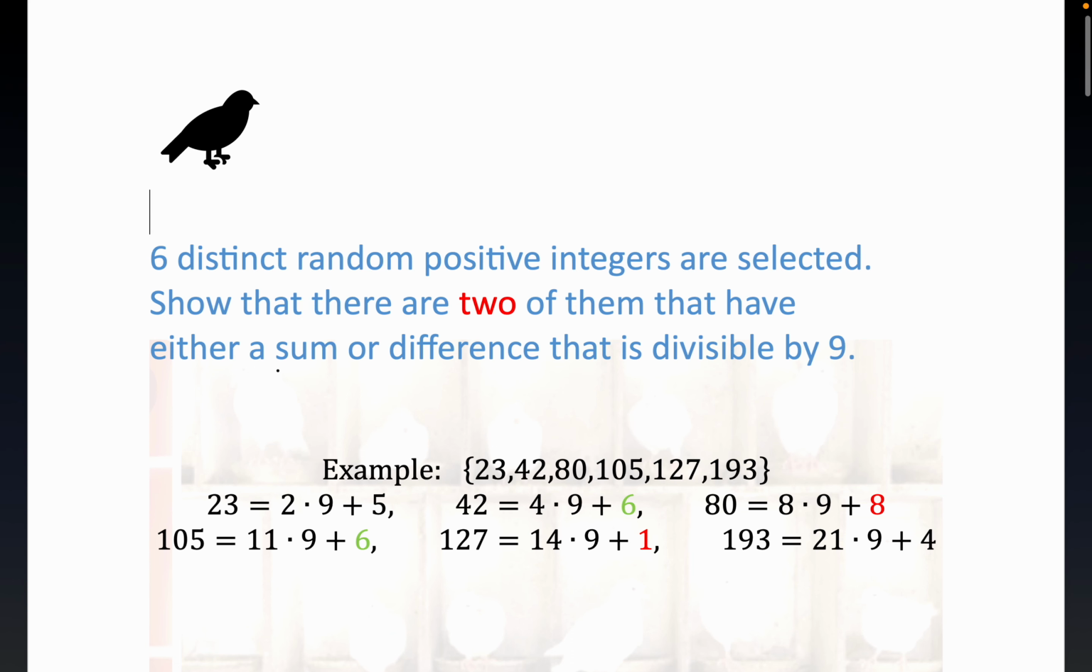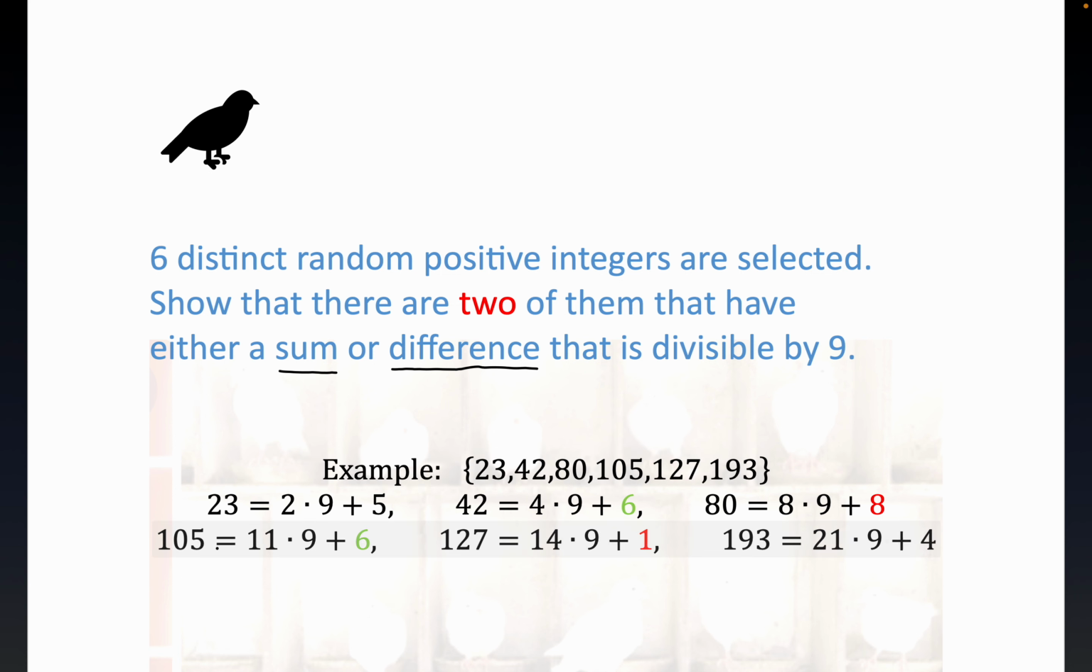Hey everybody, a very cool combinatorics problem that deals with sums and differences here. If we select 6 random positive integers, we can show that there will always be 2 of them that will have either a sum or a difference that is divisible by 9. Now what I've done here is I've selected 6 random numbers. You could argue about whether they were really randomly selected, I suppose, but there's 6 of them there.